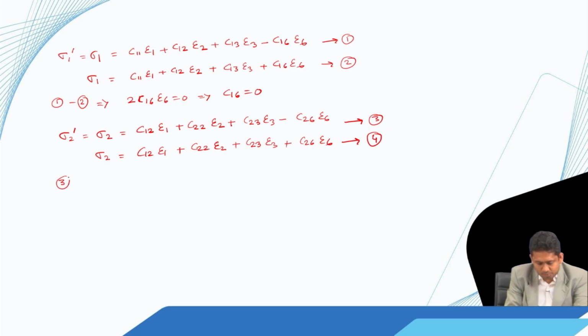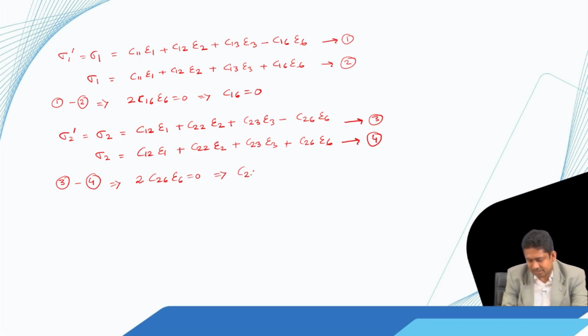Now, if we do 3 minus 4, that leads to twice of C26 epsilon 6 equal to 0, and that says that C26 is equal to 0. So, all the shear extension couplings that we had for monoclinic material have vanished now.